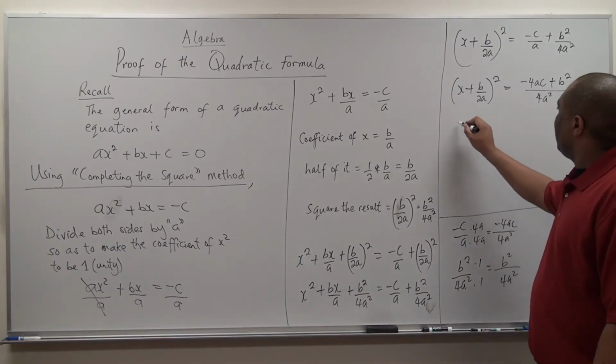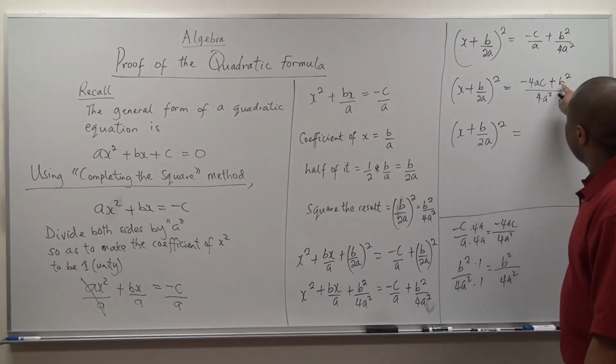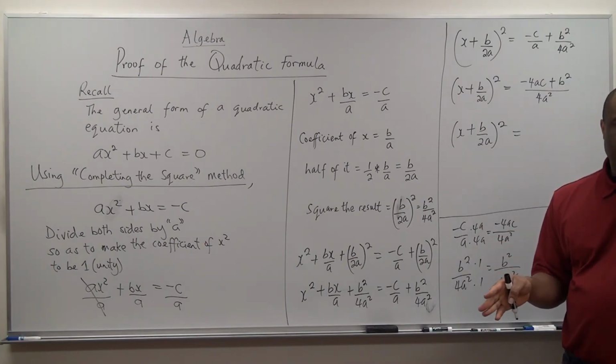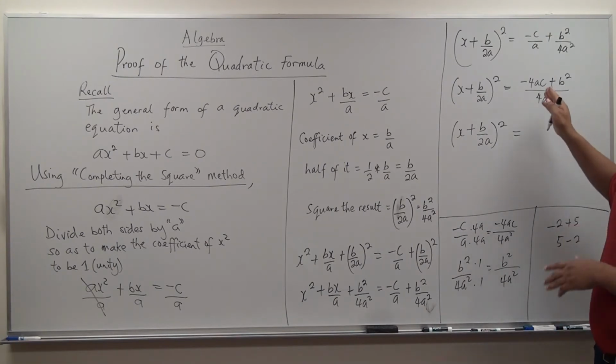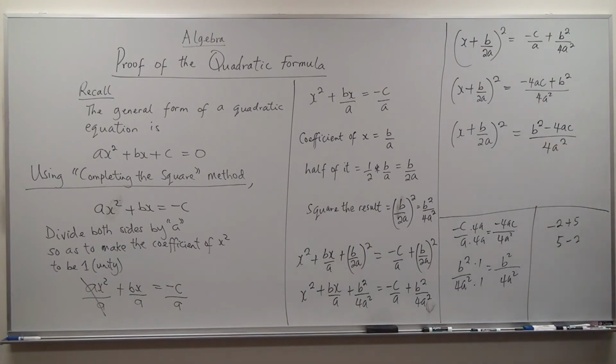Okay, so this is now x plus b over 2a all squared equal to, now, usually we don't like negatives to be in front in formulas. Like, instead of saying negative 2 plus 5, why can't you just say 5 minus 2? We don't usually like the first thing coming to be negative, although it still doesn't matter. This is now b squared minus 4ac all over 4a squared. Right?